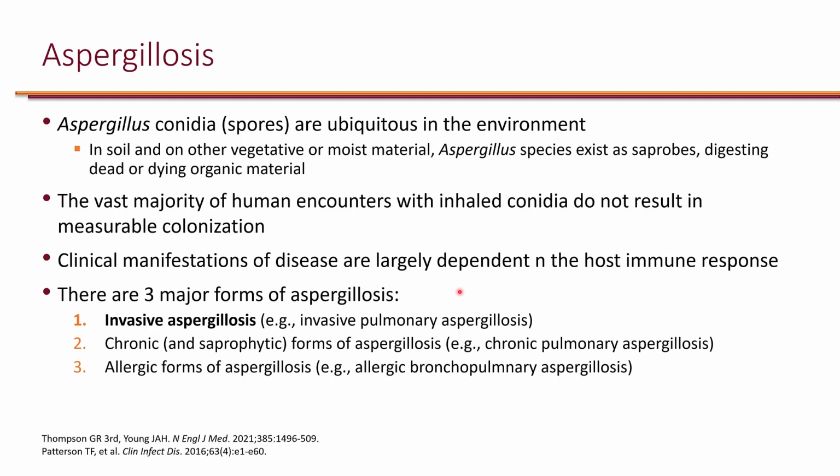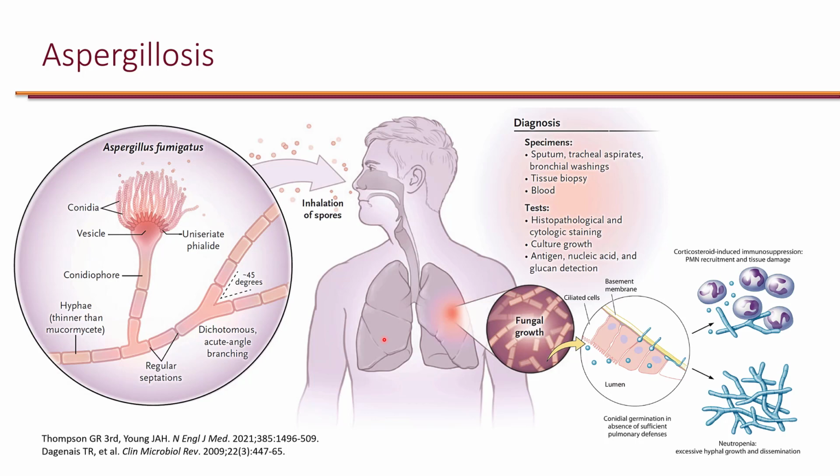Clinical manifestations of disease are largely dependent on host immune response. In general, aspergillosis is broken into 3 types. So there is invasive aspergillosis, for example, pulmonary aspergillosis. There are chronic forms of aspergillosis, and then there is the allergic form of aspergillosis. We are going to focus on invasive pulmonary aspergillosis in this course.